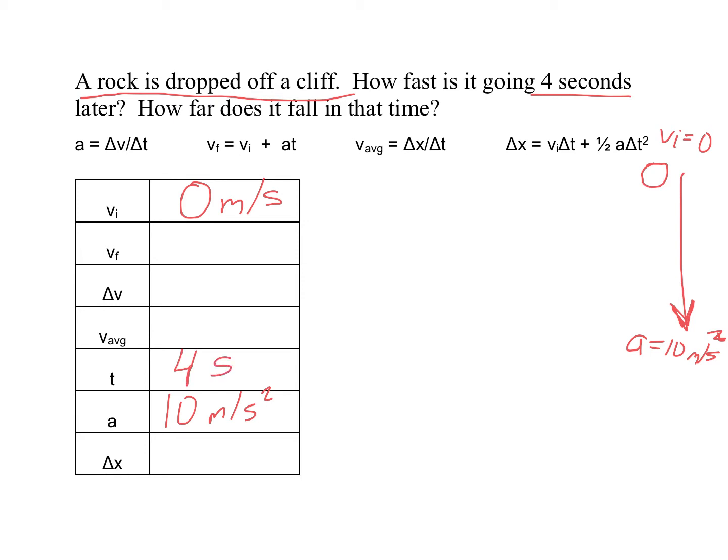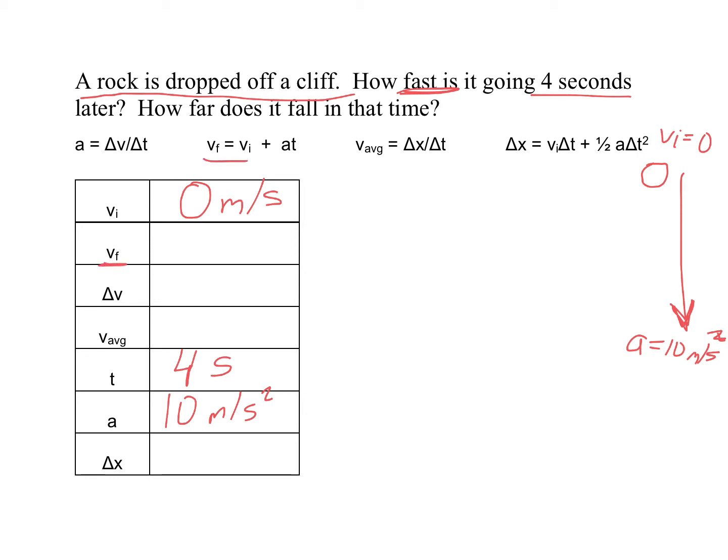So these are all the variables that might come up in the problem, and our goal is to try to fill these in as best we can. So how fast is it going 4 seconds later? VI, the initial velocity, is 0. Now we're just trying to figure out how fast it's going later. Basically, it's asking us for VF.